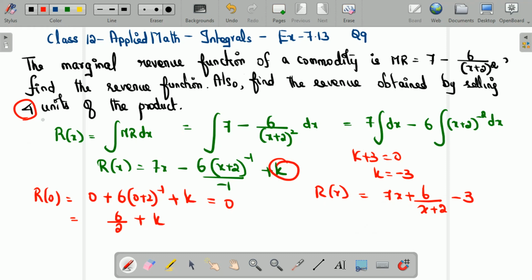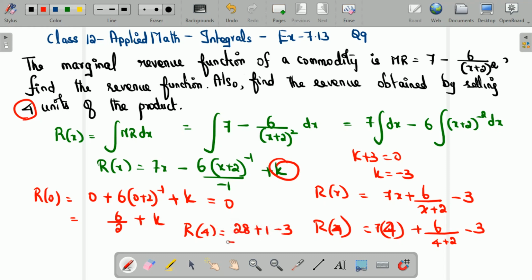Now the question is to find the revenue for 4 units. So R(x) is nothing but R(4). So 7 into 4 + 6/(4 + 2) - 3. So R(4) is equal to 28 + 1 - 3. So 29 - 3, it is going to be equal to 26 rupees.